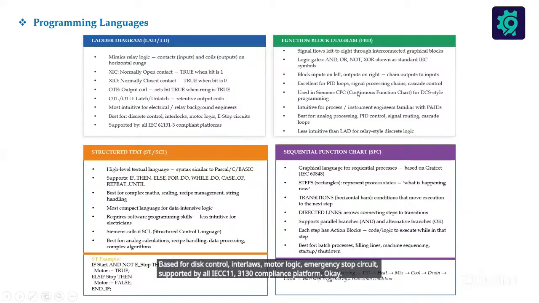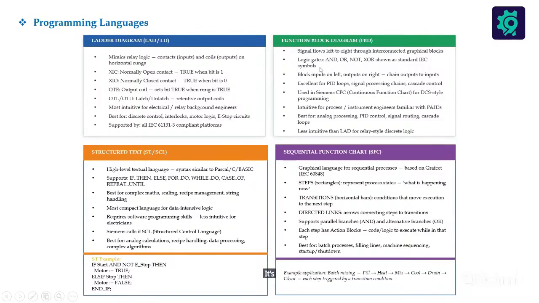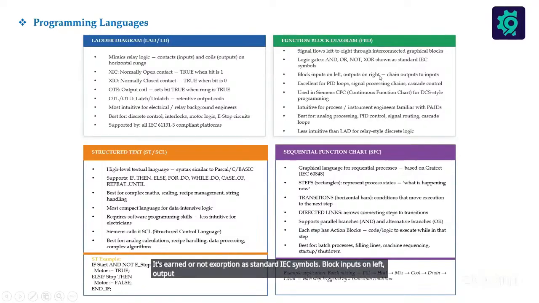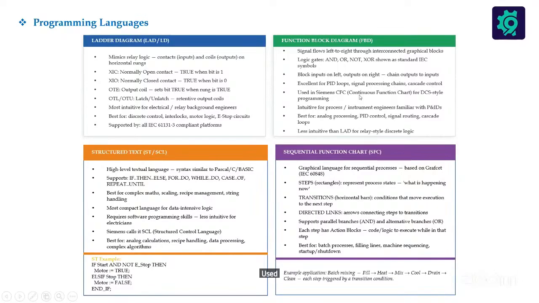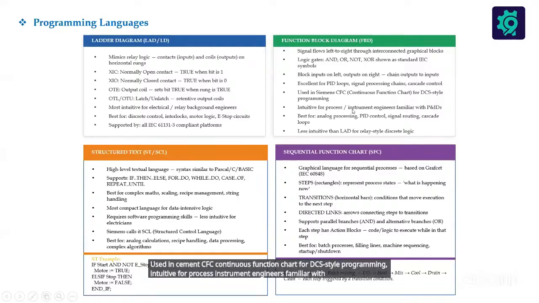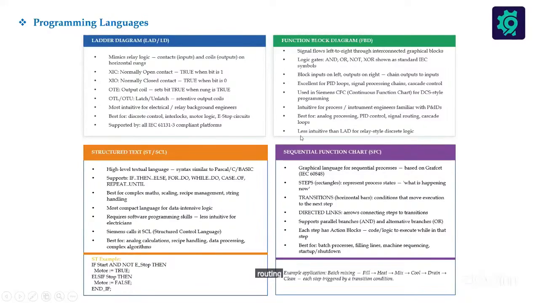Okay, so for your function block diagram, signal flows left to right through interconnected graphical blocks. AND, OR, NOT, XOR are shown as standard IEC symbols. Block inputs on left, outputs on right, chain outputs to inputs. Excellent for PID loops, signal processing chains, cascade control, used in Siemens CFC, continuous function chart, for DCS style programming. Intuitive for process/instrument engineers familiar with P&IDs, best for analog processing, PID control, signal routing, cascade loops, less intuitive than ladder for relay style discrete logic.